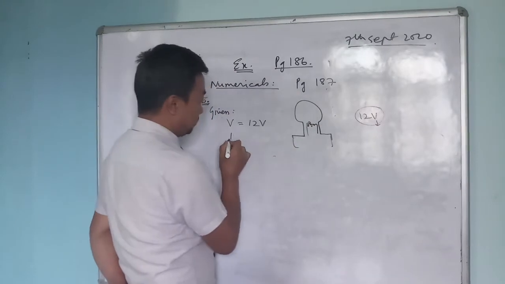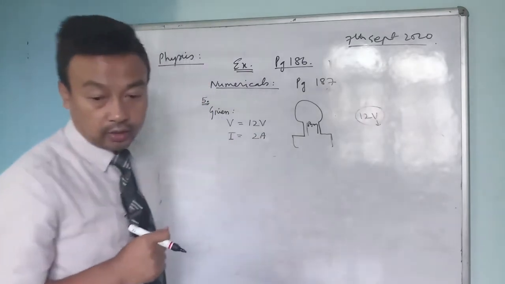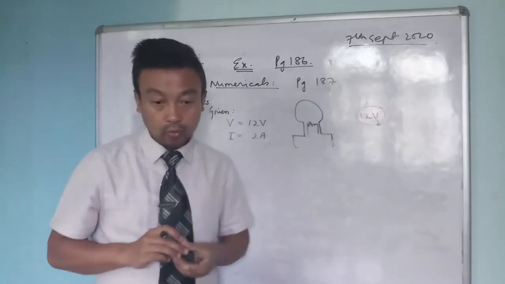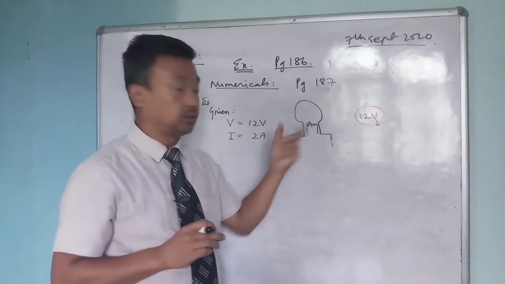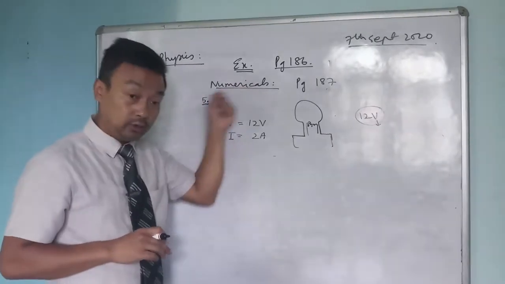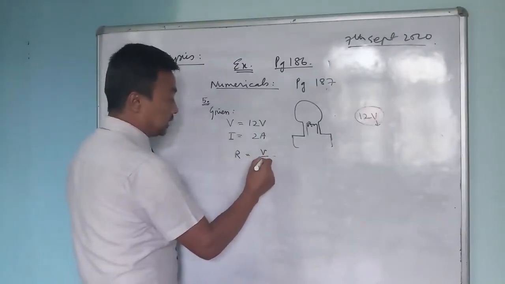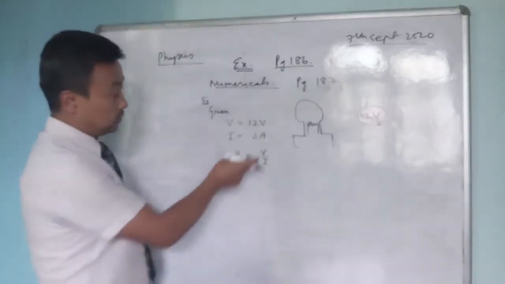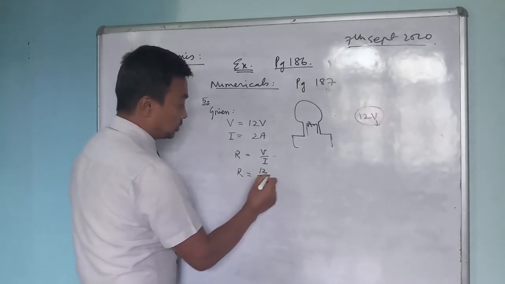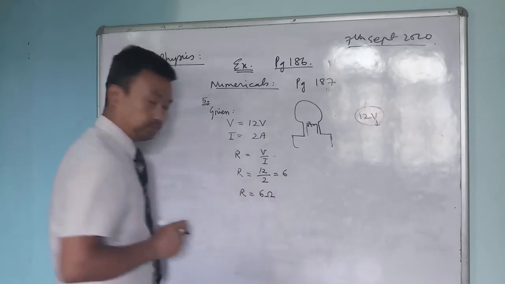So current is flowing. How much current is it drawing? 2 ampere. Glowing means when the circuit is closed, the current is flowing. What is the resistance of the filament of the bulb? It's very, very easy. The same formula that you have used in question number 3. We know that resistance is V upon I. This is also from Ohm's law. Volt is 12, current is 2, so it will be 6 ohm. Therefore, the resistance will be 6 ohm.